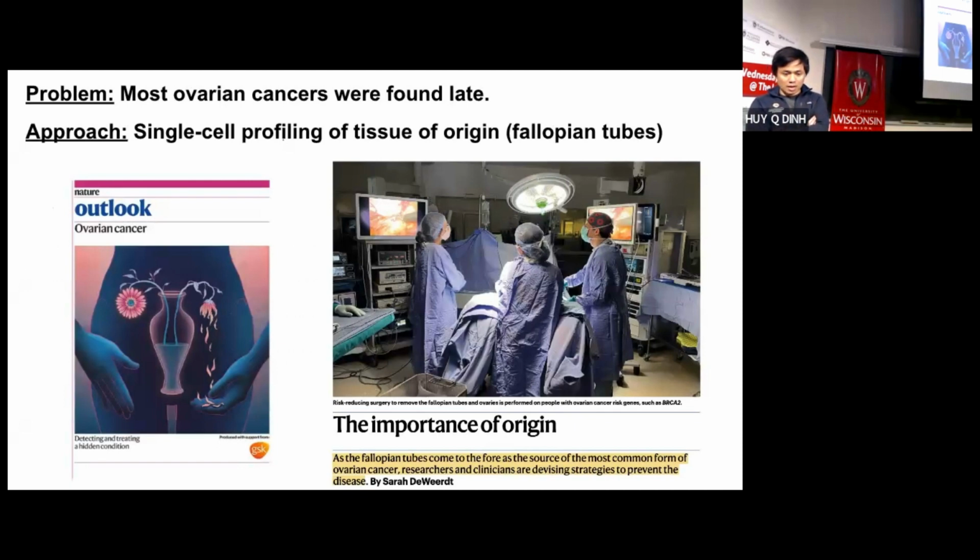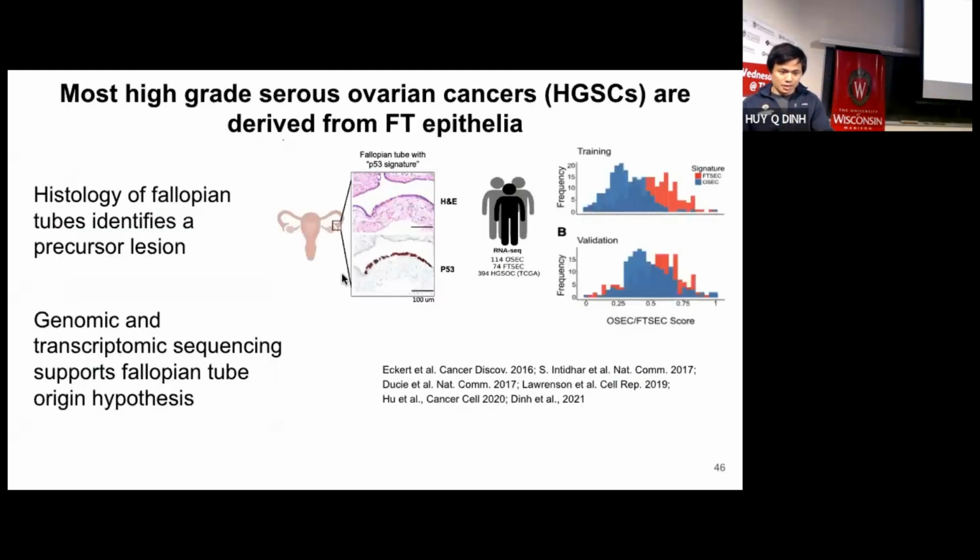So here we want to look at the tissue of origin, which is the fallopian tube. Actually, I'm going to show you this. Ovarian cancer does not originate from the ovary epithelium itself, but from the fallopian tubes. There is histology data showing that they were able to detect P53, which, as you know, is one of the cancer hallmarks, in the fallopian tube of cancer patients, but not in the ovary.